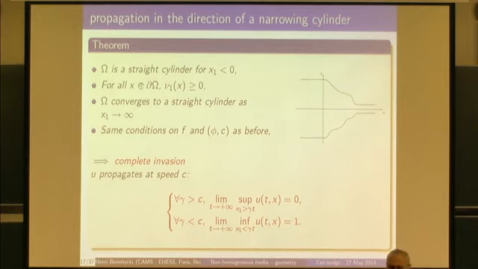So in some sense, the effect of a narrowing cylinder is that it shuffles things around a little bit, but basically you arrive with speed c from minus infinity, and after you have passed this region, you recover the speed c and you continue to invade with speed c. So this narrowing has not destroyed your wave at least.